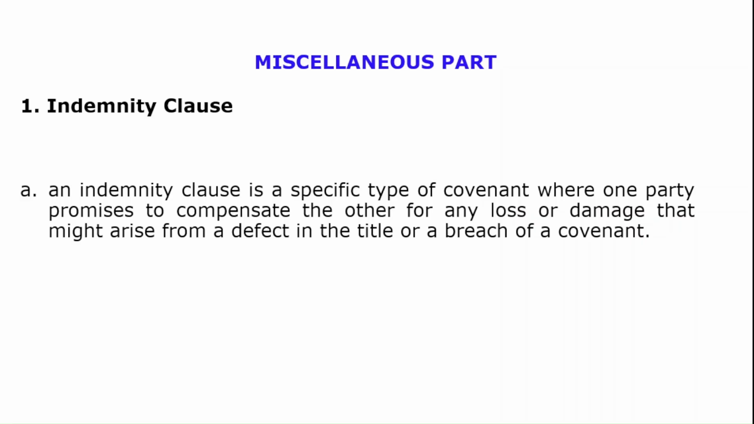Why? Because this indemnity clause has already guaranteed that if a third party challenges my title and that third party is successful, I would repay the purchase price and also any ancillary costs in the course of litigation. So, how then do we draft this indemnity clause?